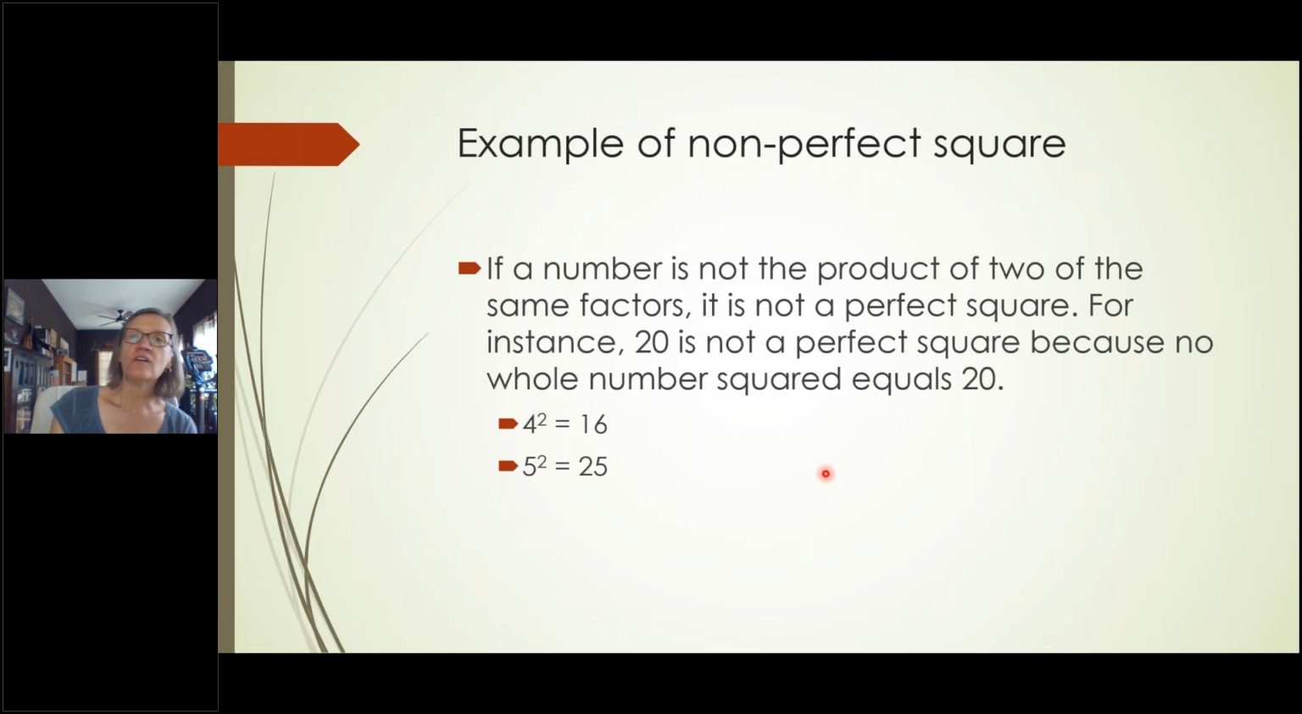So there are a lot of perfect squares, but there are many, many non-perfect squares. If a number is not the product of two of the same factors, it is not a perfect square. For instance, 20 is not a perfect square because no whole number squared equals 20. 4 squared equals 16. 5 squared equals 25. There's no number in between there that can be squared to equal 20.